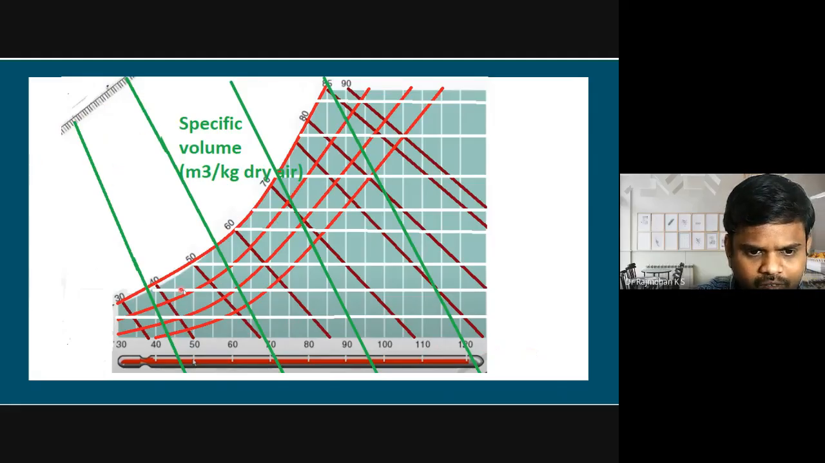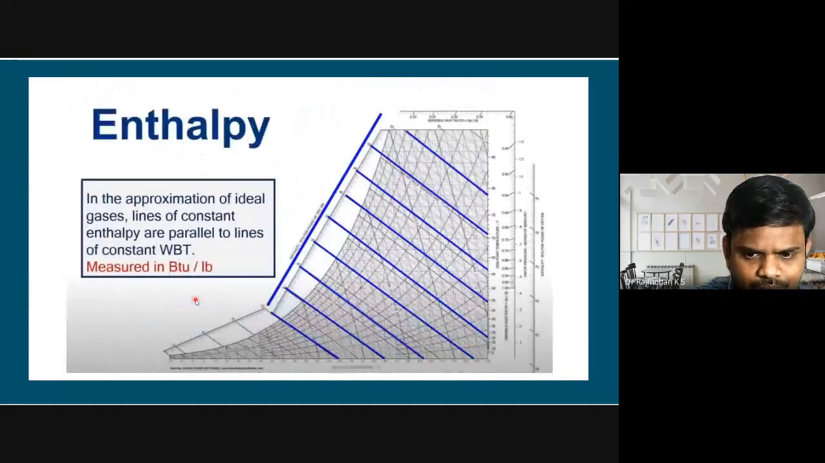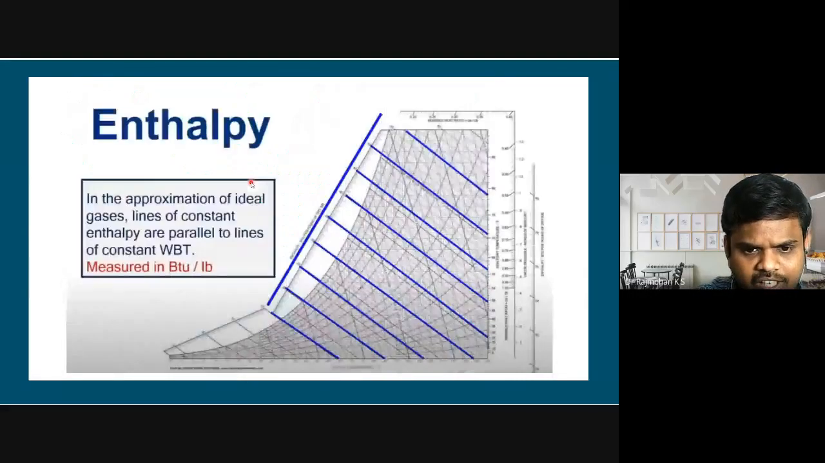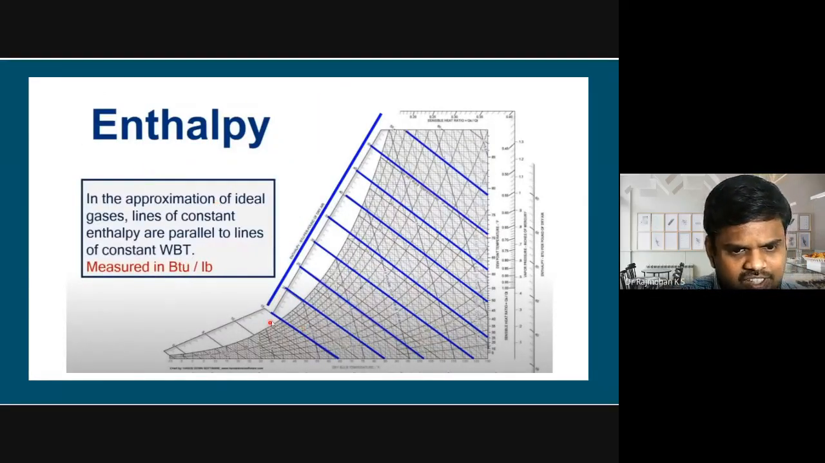But when we want to get a value in between, we have to draw a line parallel to these. I might not have drawn a parallel line, but whatever the value, those lines will be parallel to each other. For example, for specific volume, all four lines should be drawn parallel. Then we have another line, and we should not confuse these two lines, because with one angle we have the specific volume line, and with another angle we have the enthalpy scale in the same fashion. If you are considering ideal gases, the lines of constant enthalpy are parallel to the wet bulb temperature lines.